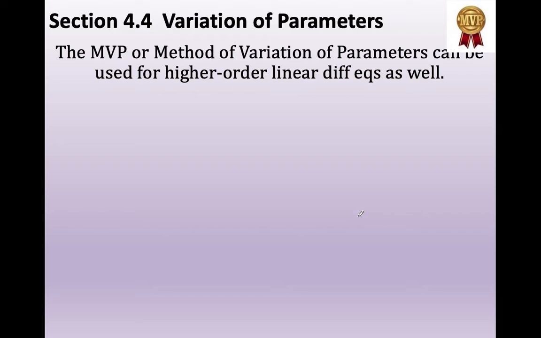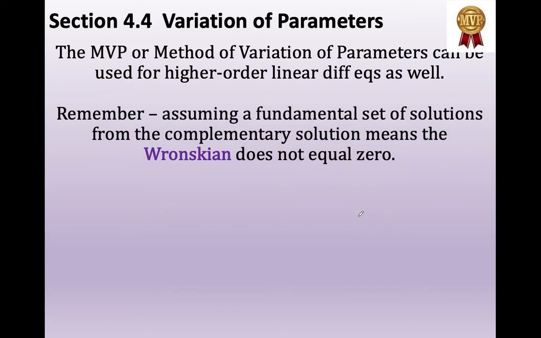So we are back to the MVP, right? So the method of variation of parameters, you know what we've done before, so I'm going to bounce back and forth. I've imported some of the slides into this presentation from our other variation of parameters for second order to remind you of how we built up to what the variation of parameters was. Remember, one of the key things was we had a fundamental set of solutions. We assumed that from our complementary solution. And when we're using the complementary solution, remember the link to the Wronskian. We said the Wronskian does not equal 0.